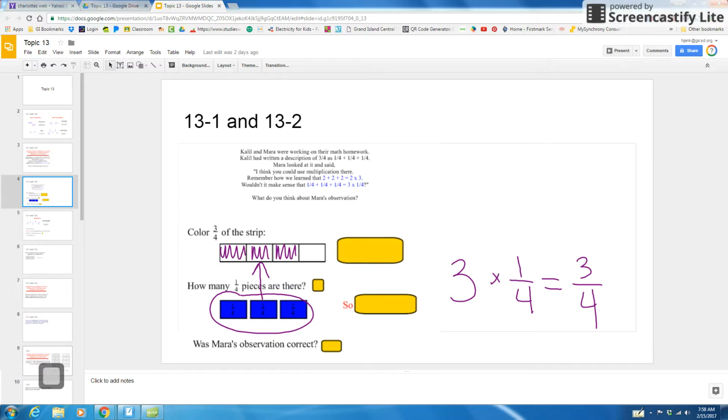It would be like if I said, what is 3 fraction strips? If you take 3 1/4 strips and lay them together, you would tell me that you had 3/4, just like we did over here.